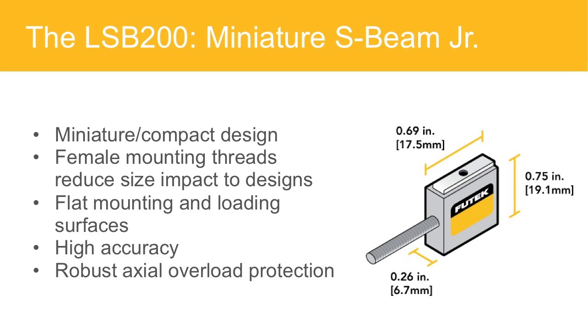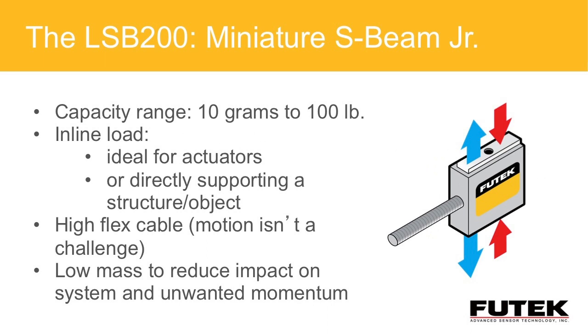You'll see this particular slide is dimensioned, and I do want to point out the 0.26 inch or 6.7 millimeter thickness. That's the side-to-side centerline dimension that I was referring to earlier. In this package size, as you see, relatively small, and the package size is consistent from the 10 gram range up to the 100 pound range. This next slide gives a better example of the physical loading characteristics for LSB200.